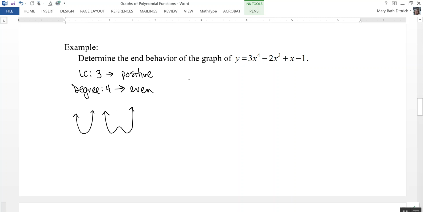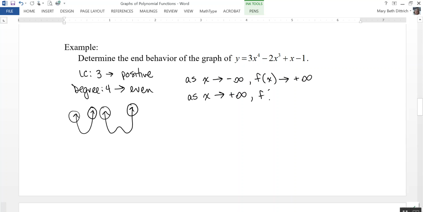So my end behavior is as x approaches negative infinity, as x gets smaller, so that would be like this end here, this arrow here, f of x, or you could call it y, approaches positive infinity. And then as x approaches positive infinity, as x gets bigger, and that would be like this arrow here, you can see that f of x also approaches positive infinity.